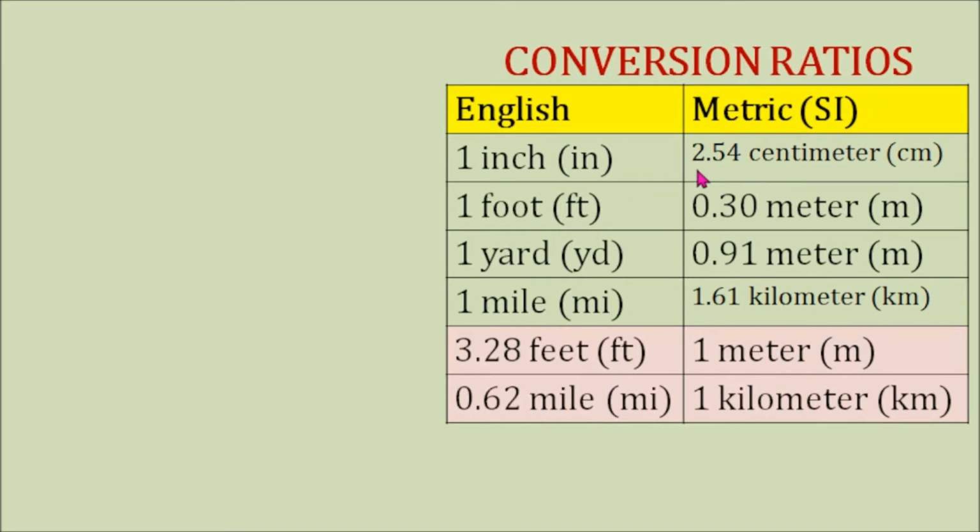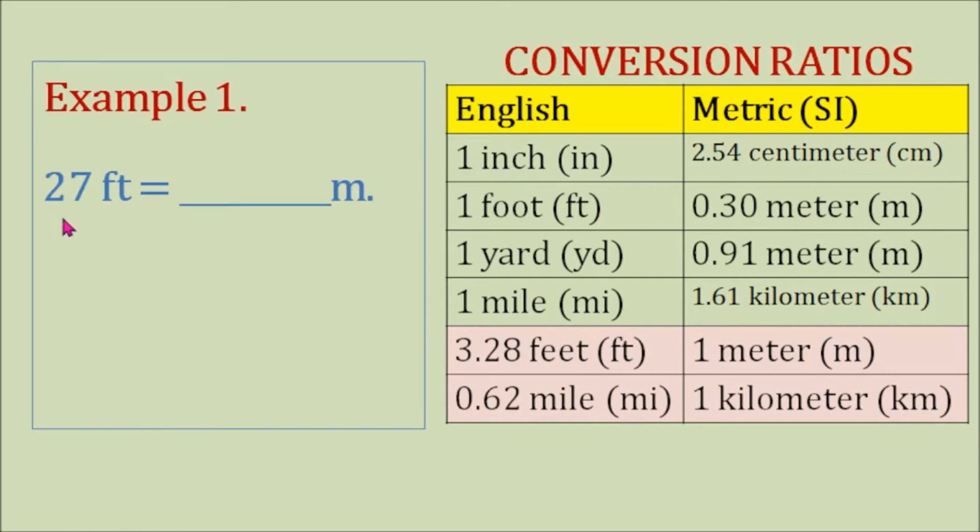1 inch equals 2.54 centimeters, 1 foot equals 0.30 meter, 1 yard equals 0.91 meter, 1 mile equals 1.61 kilometers, 3.28 feet equals 1 meter, and 0.62 mile equals 1 kilometer. How do we use these conversion ratios in converting between English and metric units?